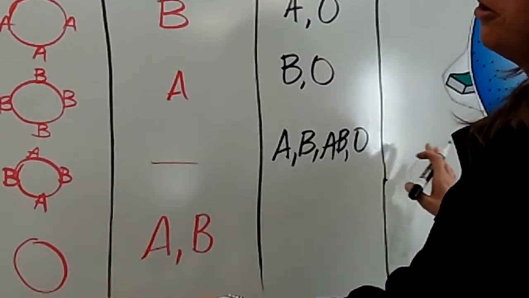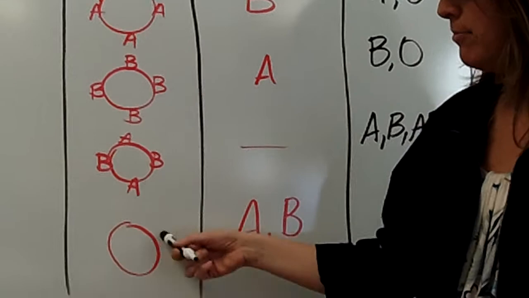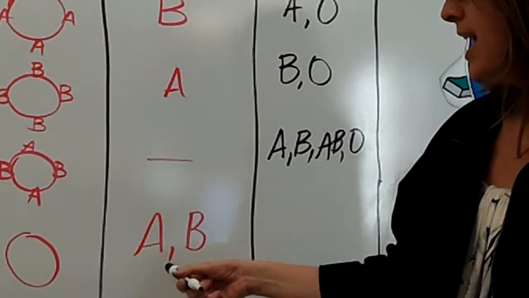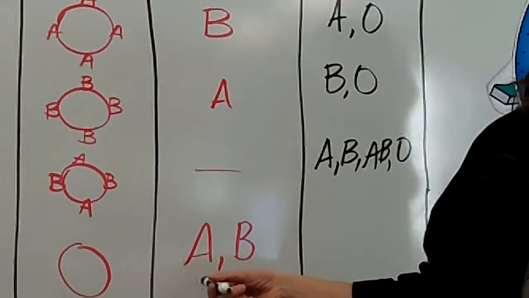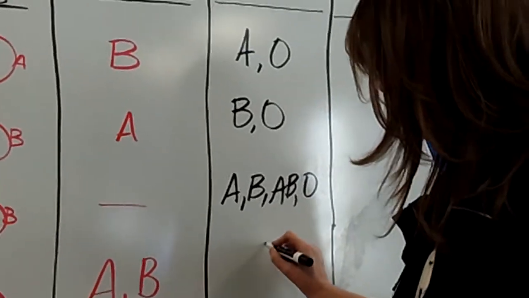Okay. All right. Type AB blood is called the universal receiver. It can receive blood from all the blood types. Now type O, which does not have any protein markers on it, and makes antibodies against both A and B, can only receive blood from itself.